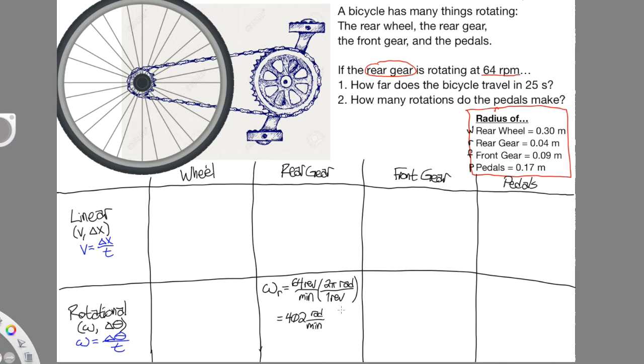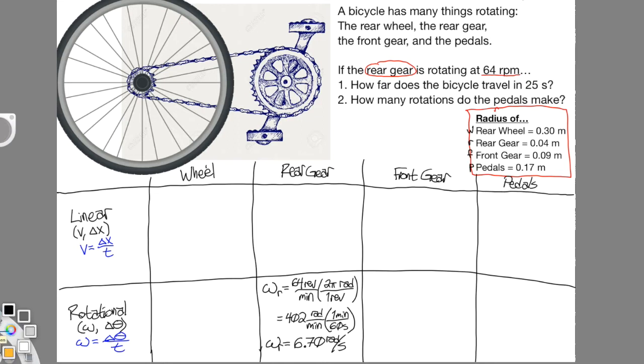And then we'll want to convert that into seconds, because we want radians per second as our SI unit. And in every 1 minute, there are 60 seconds. So that gives us a final value for omega of the rear gear as 6.70 radians per second.